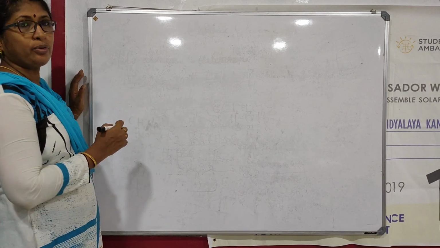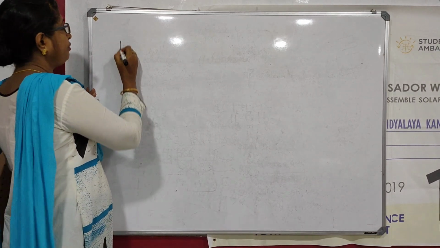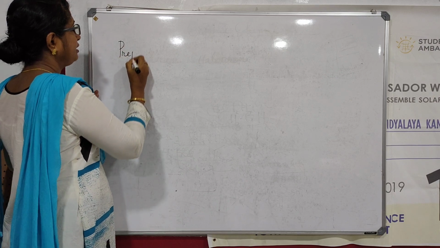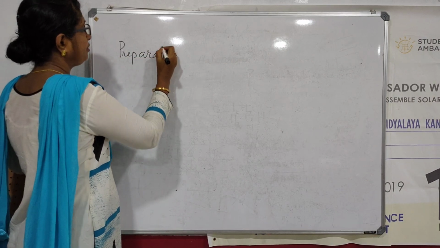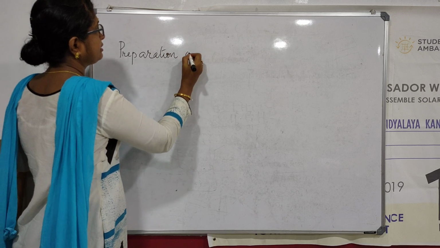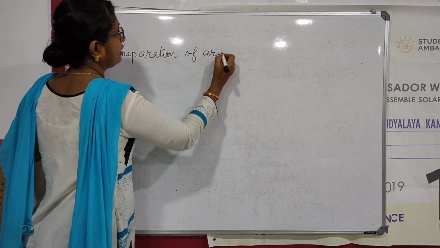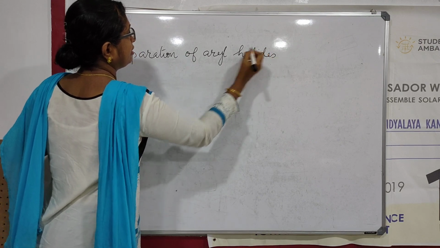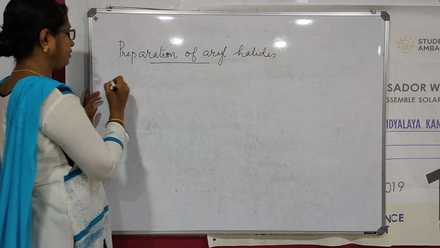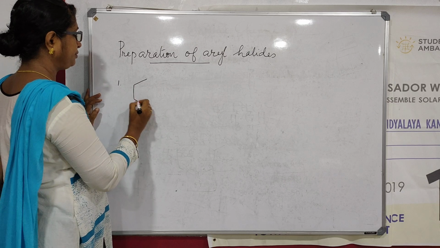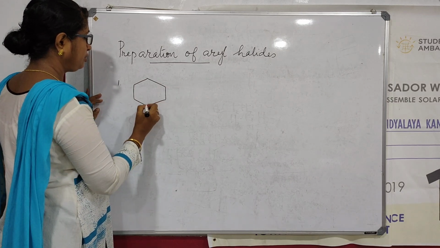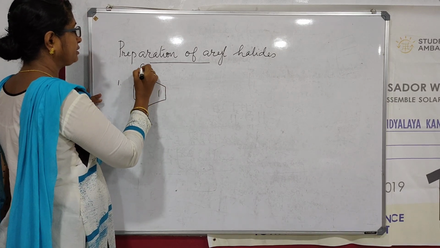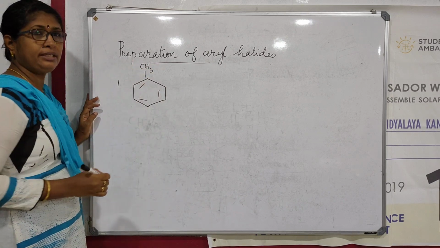So today we are going to study the preparation of aryl halides. First one: toluene, the next homologue of benzene.